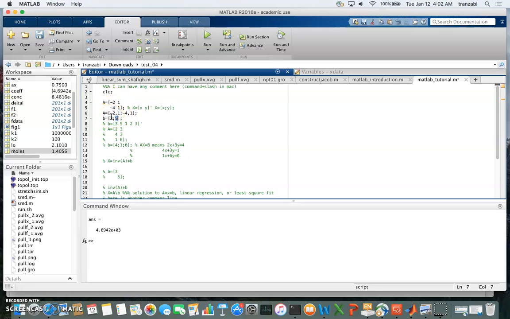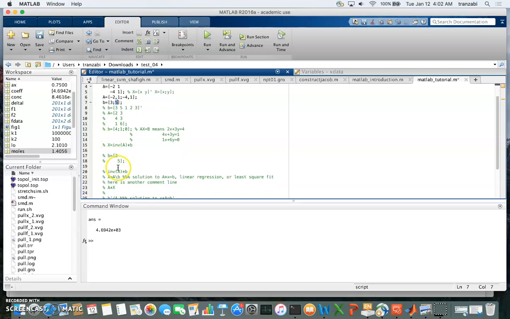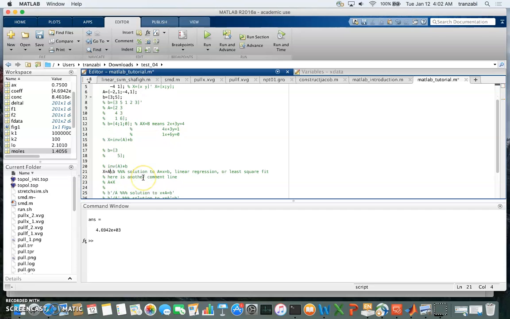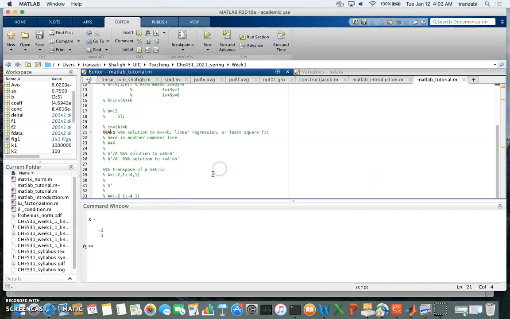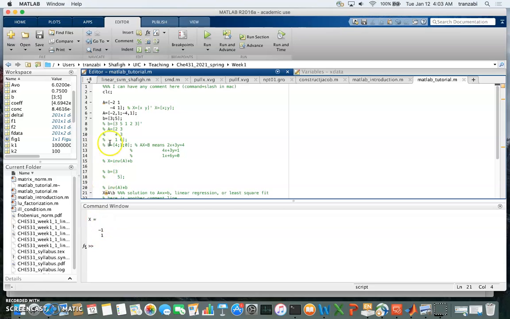Okay, now I'm going to solve it. The way to solve it is we use the backslash operator, which is this. I'm going to run the code and we see the result. So I'm running the code. And it says x equals minus 1 and 1, which is true. If you plug minus 1 and 1 into these two equations, you should see that you get the right-hand side.